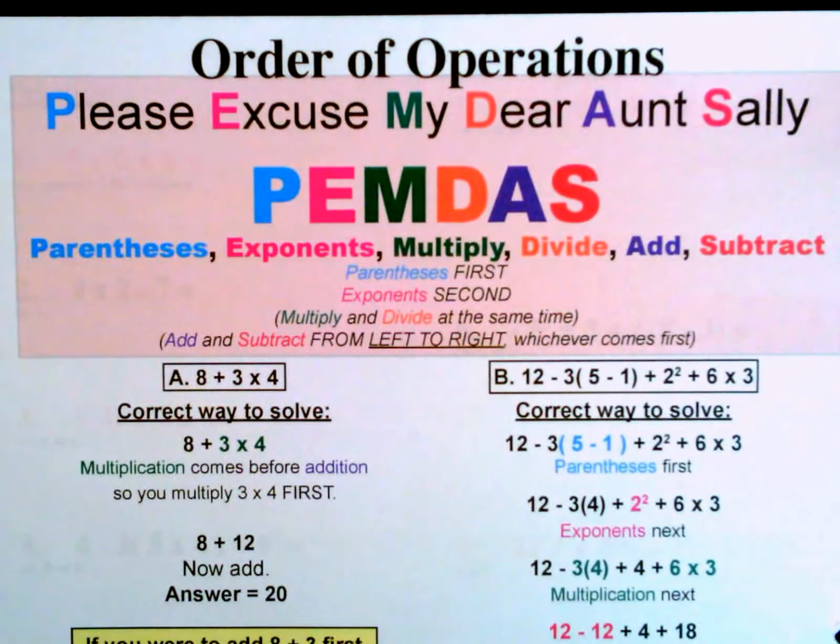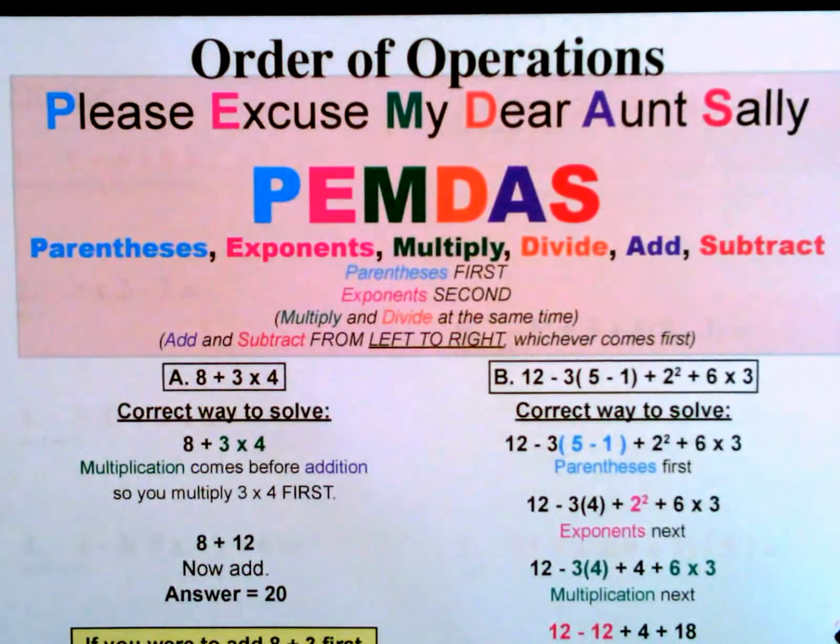So you've probably heard this before. If you haven't, this is very helpful for remembering the order. Please excuse my dear Aunt Sally. This is parentheses, exponents, multiplication, division, addition, subtraction. So this is the order in which you have to solve a problem. You cannot do it out of this order. You will get the wrong answer.